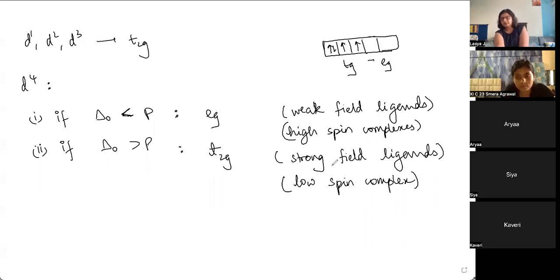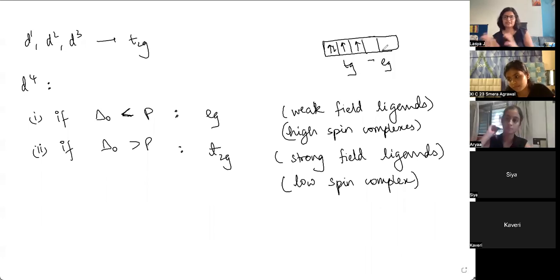Okay. So D4 onwards, D4, D5, D6, this is what will happen, up to D7. After D7, whether it fills up T2G first or Eg first, the D8 and D9 cases are going to be the same anyway. Your end result will be the same. So for D4 to D7, this is the case. D8, you'll have low spin anyway. All of them will be paired up.